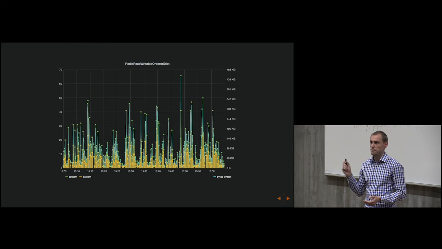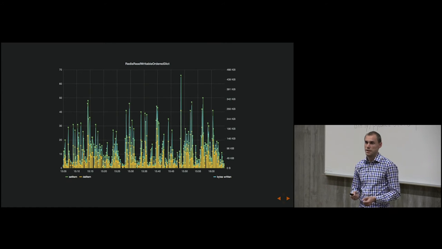This is an example of an output from this kind of system. This is a data structure that we have that transparently persists everything to Redis right after you write it to the structure. And here we're tracking how many times set item was called or del item and how many bytes of data we actually wrote to Redis. This graph frontend is called Grafana, by the way. It's really great. I recommend it.